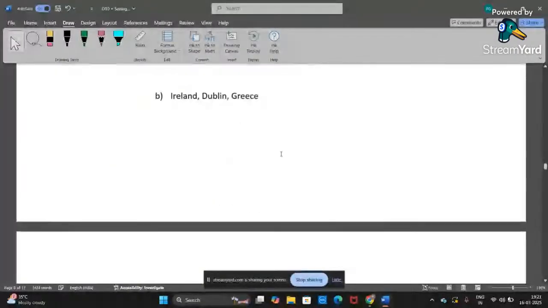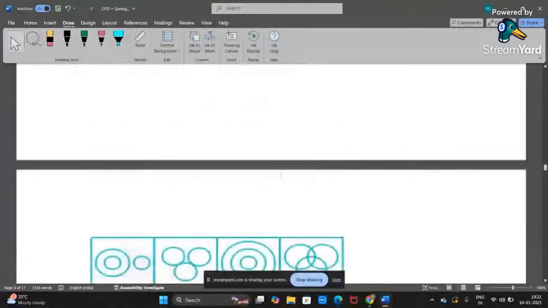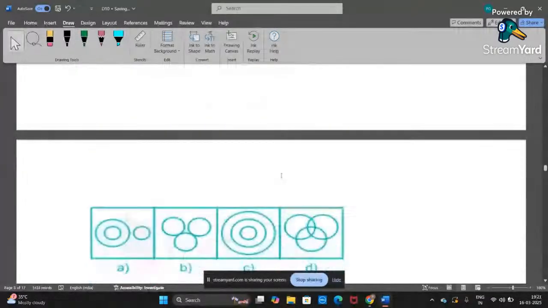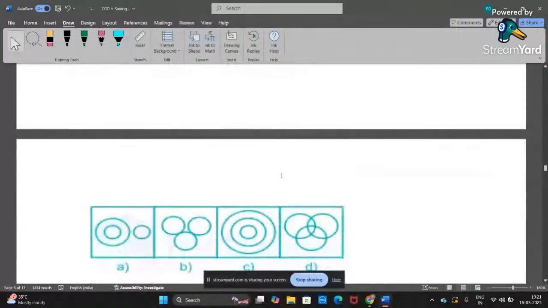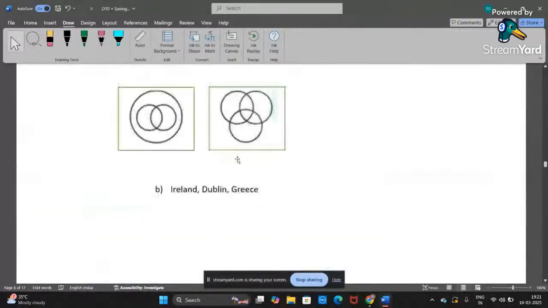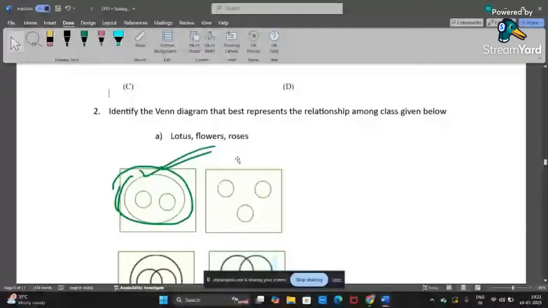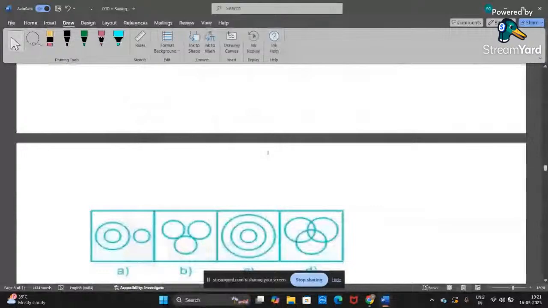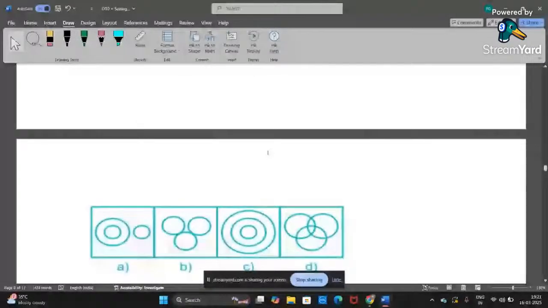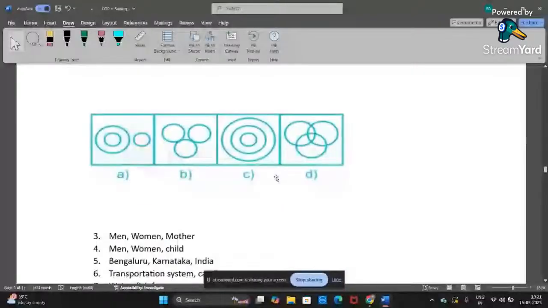Ireland, Dublin, and Greece. What is the answer for this? Try to solve it by yourself first. You need to draw the Venn diagram by yourself and find the option. Take this as your homework. Solve it by yourself. These are the Venn diagrams. In this, one is the right one. We'll move on to the next.